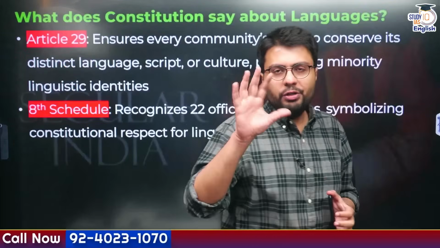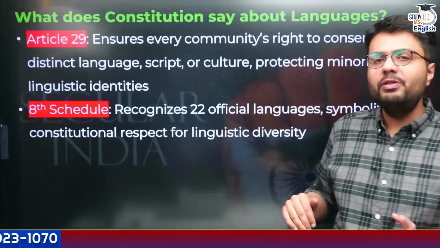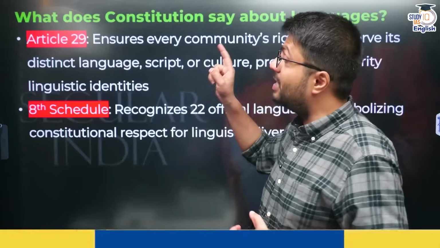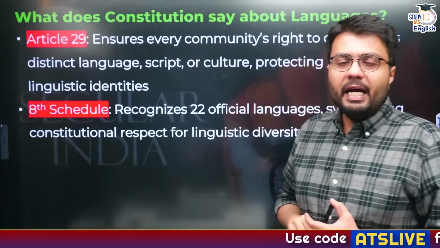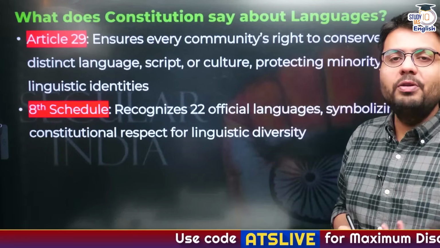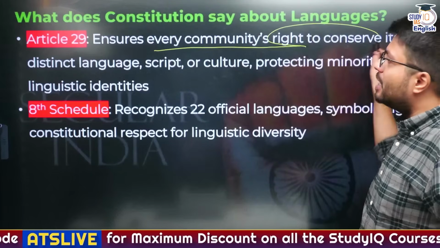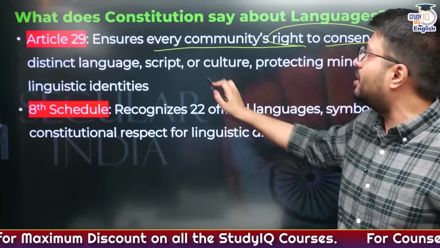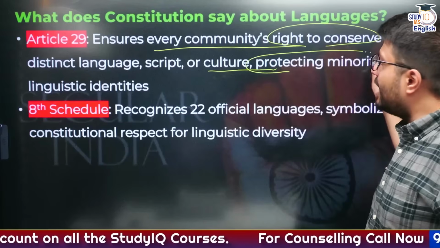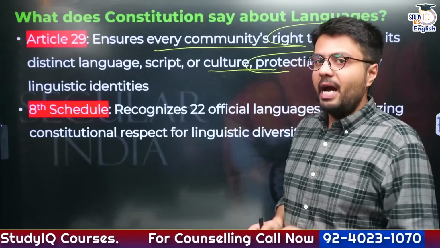Now, the Constitution of India, under its different provisions, recognizes different languages. For example, Article 29 provides you the right to cultural diversity. Therefore, it ensures every community's right to conserve its distinct language, script or culture, even protecting the minorities' linguistic identities, right?